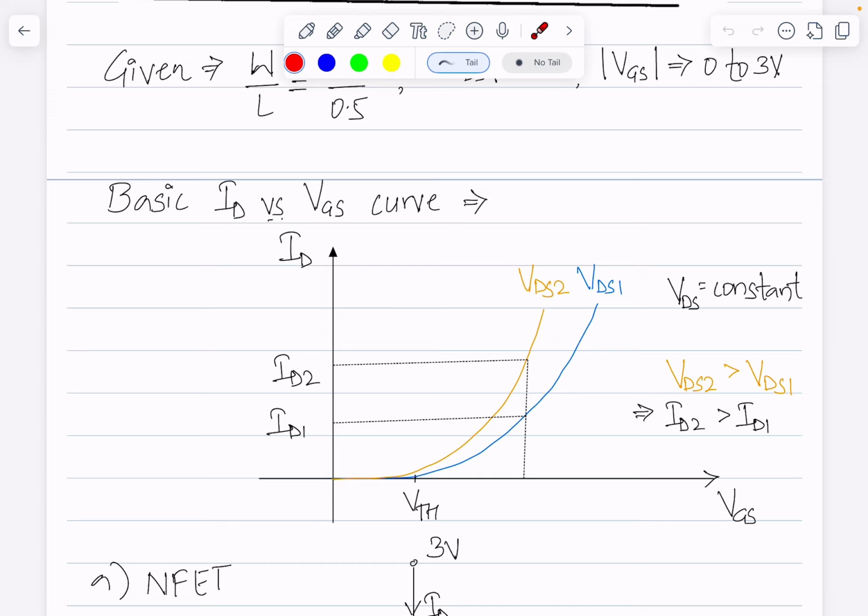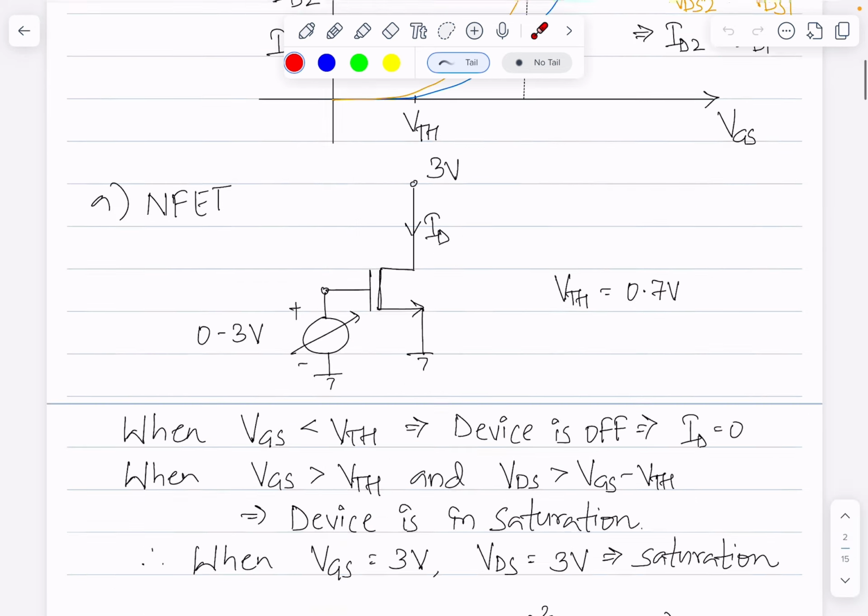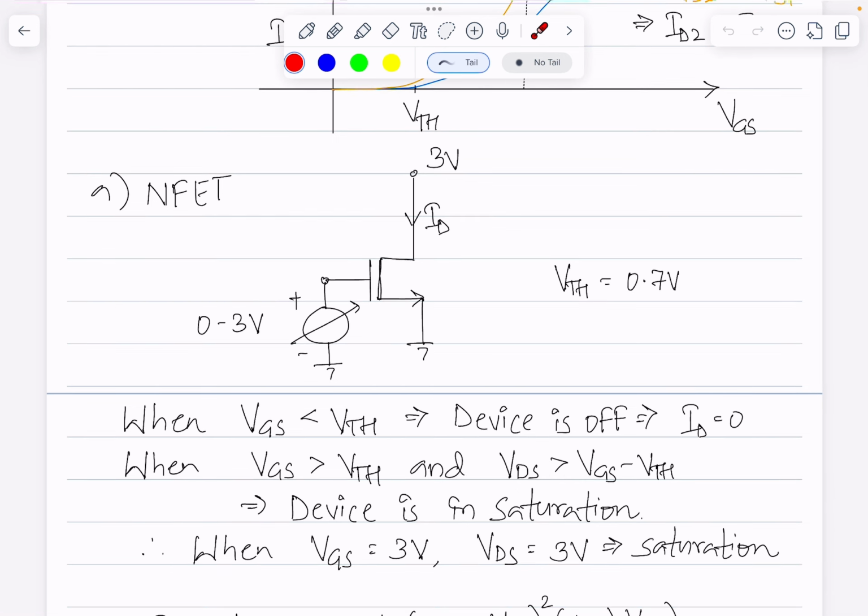Just as a side note, this is for a constant VDS, and if you increase the VDS, then the current will look something like this. So essentially, for a given VGS, the higher VDS will have a higher current than the lower VDS. Now we are interested to find what this value of current is. So this is how the problem statement looks.